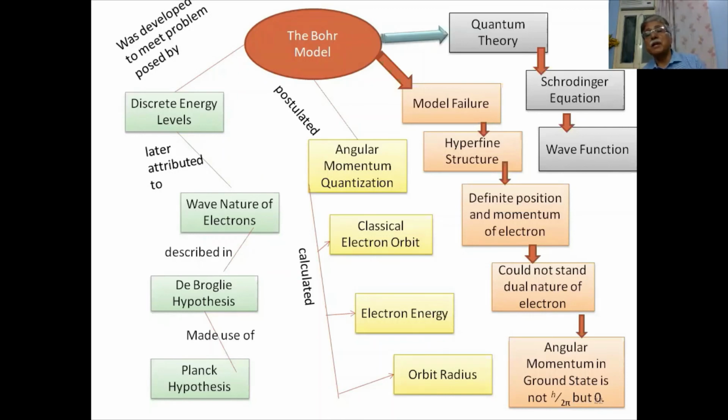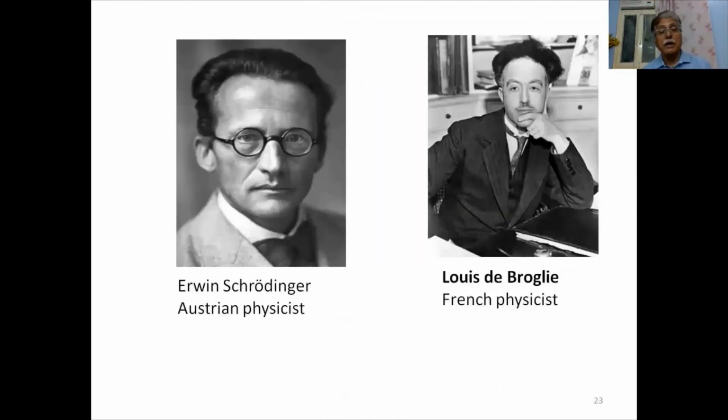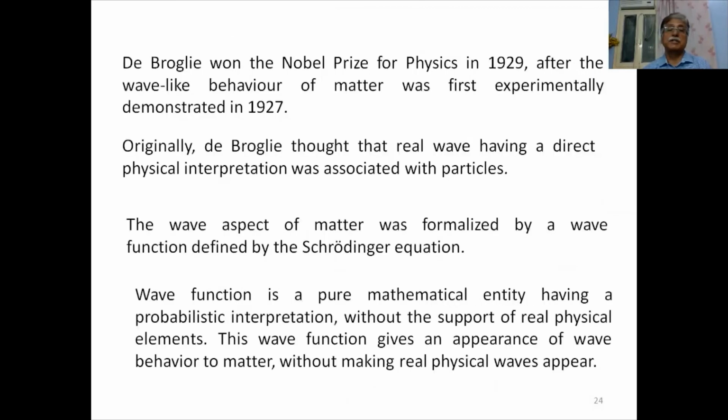and this wave function became the most important for the explanation of most of the phenomena by quantum mechanics. So this is what we have in the Bohr model, how it developed, what were its problems, what did it give, and from the Bohr model, how did the Schrodinger equation or quantum theory or wave function develop. So we have Edwin Schrodinger's photograph, an Austrian physicist, and Louis de Broglie, a French physicist.